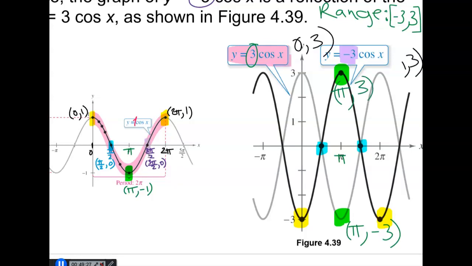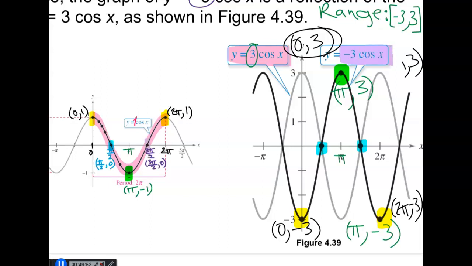And for our minimums will be 0, -3. That's what we used to have. And then for the other, it will be at 2 pi comma negative 3. Okay, so I'm going to go ahead and erase this. Now I'm going to trace that one with a purple highlighter.